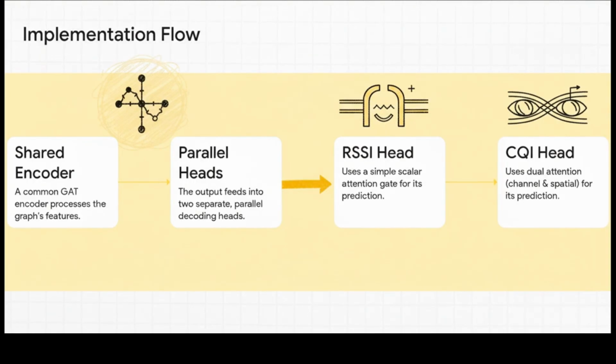So just to put this in more practical terms, if you were coding this up in, say, PyTorch, here's how you'd think about it. You'd have one shared GAT encoder that processes the graph. Then its output would get fed into two completely separate, parallel torch.nn.Module classes. The RSSI head would be simple, implementing that scalar gate probably with a sigmoid activation. But the CQI head would be more complex, using parallel linear layers to compute those two distinct attention vectors before they're finally used for the prediction.